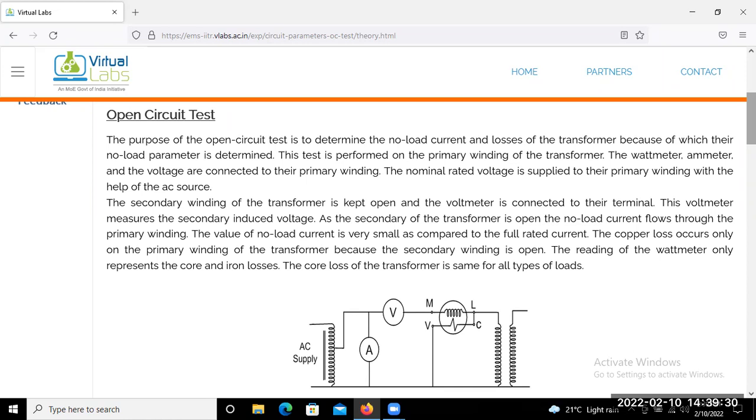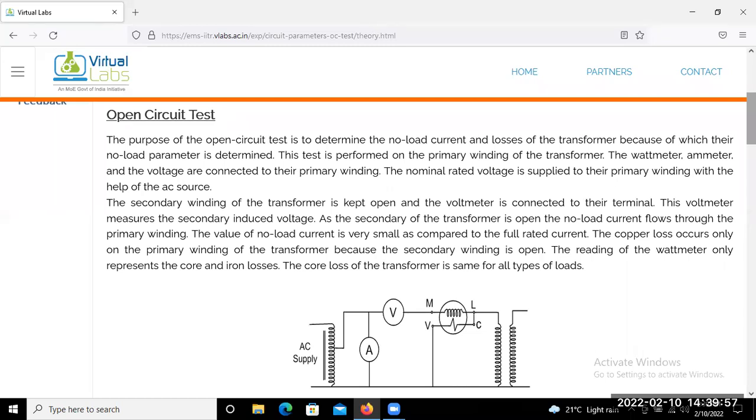Sir, why do we perform the open circuit test on the LV winding? Why do we not perform the test on the HV winding, sir? Exactly. This is a very important question, where we perform the open circuit test at the LV side and short circuit the other side.